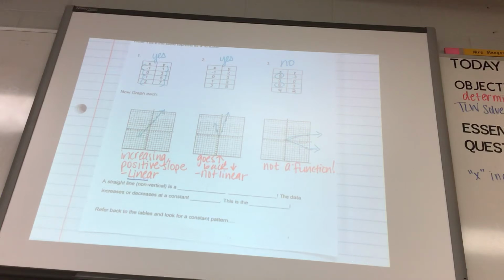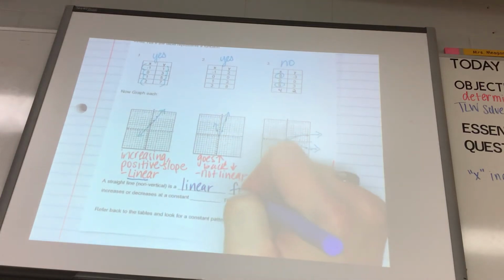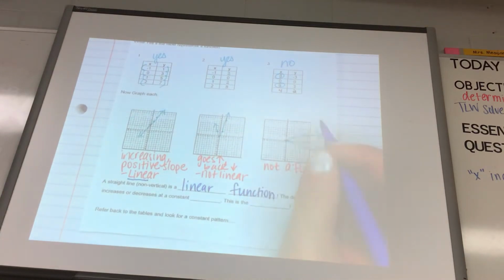A straight line, non-vertical, all right? A straight line, non-vertical, cannot be up and down because that's not a function. You would have more than one point passing through that same x coordinate. So a straight line that is not vertical is a linear function. It means that the data increases or decreases at a constant rate.